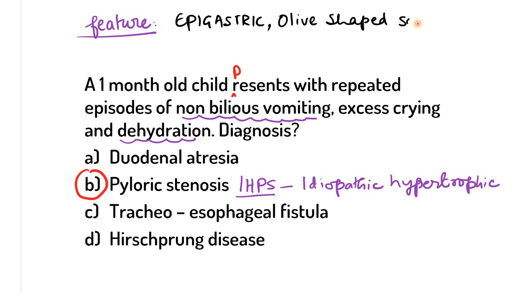And one more finding you can notice is that after the intake of food, you can see visible peristalsis. So it is also called visible gastric peristalsis. So these are 2 important findings they can ask you.